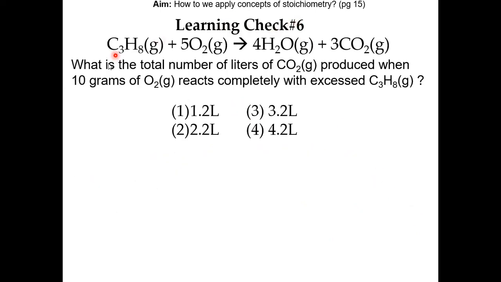Learning check number 6. What's the total number of liters of CO2 produced when 10 grams of O2 reacts completely with excess C3H8? Pause the video and resume once completed. So the answer is choice 4, 4.2 liters.